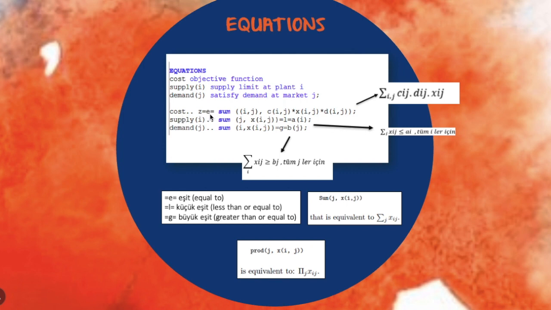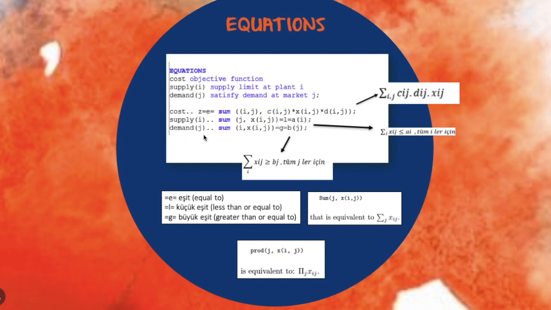E between two equalities means equal to. Here, L between two equalities is less than or equal to, or G, as you can guess, greater than or equal to. Also, I'd like to mention the sum function. The sum function is a function that works while we are using indices and summing over indices. I think that will be easy for starting here.